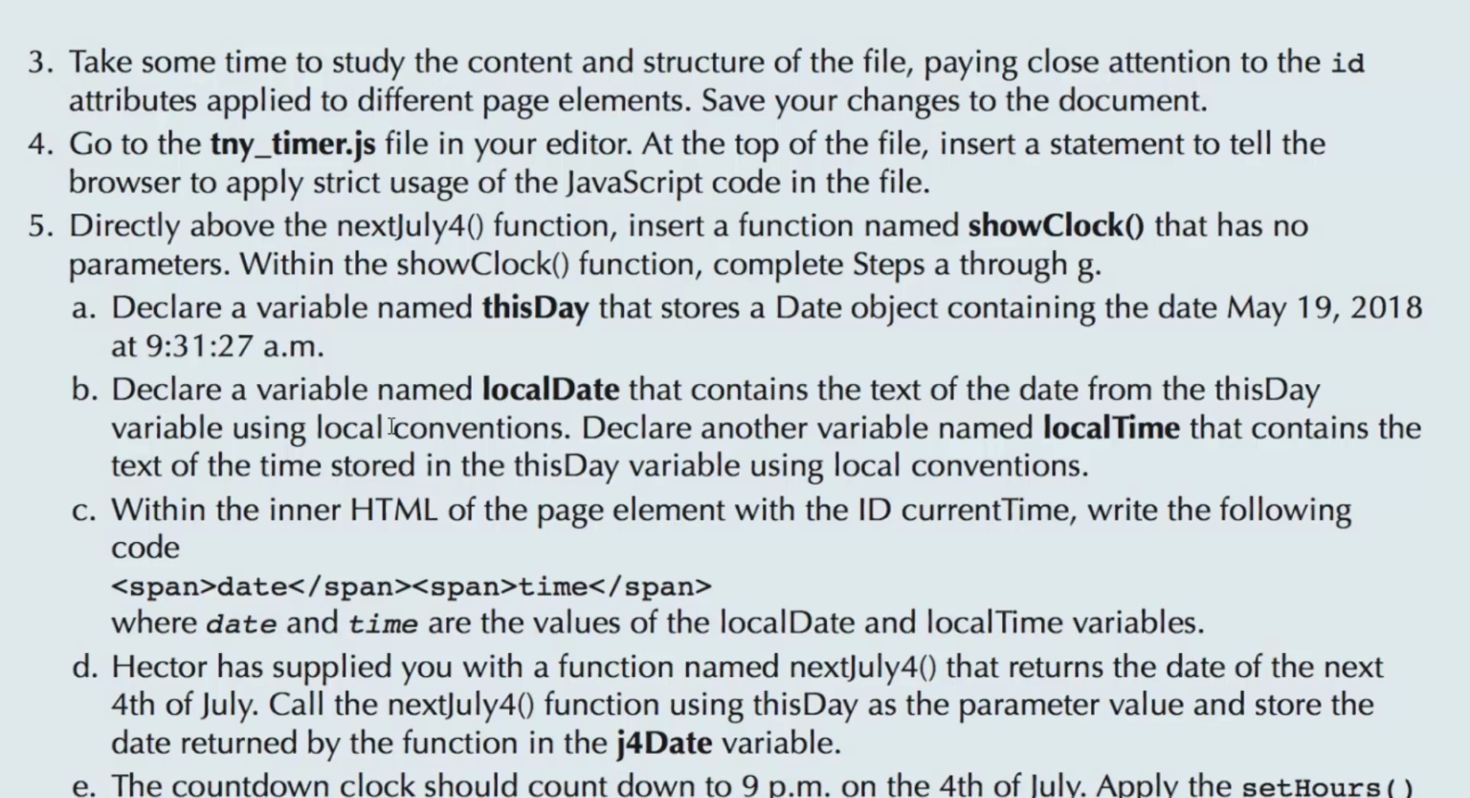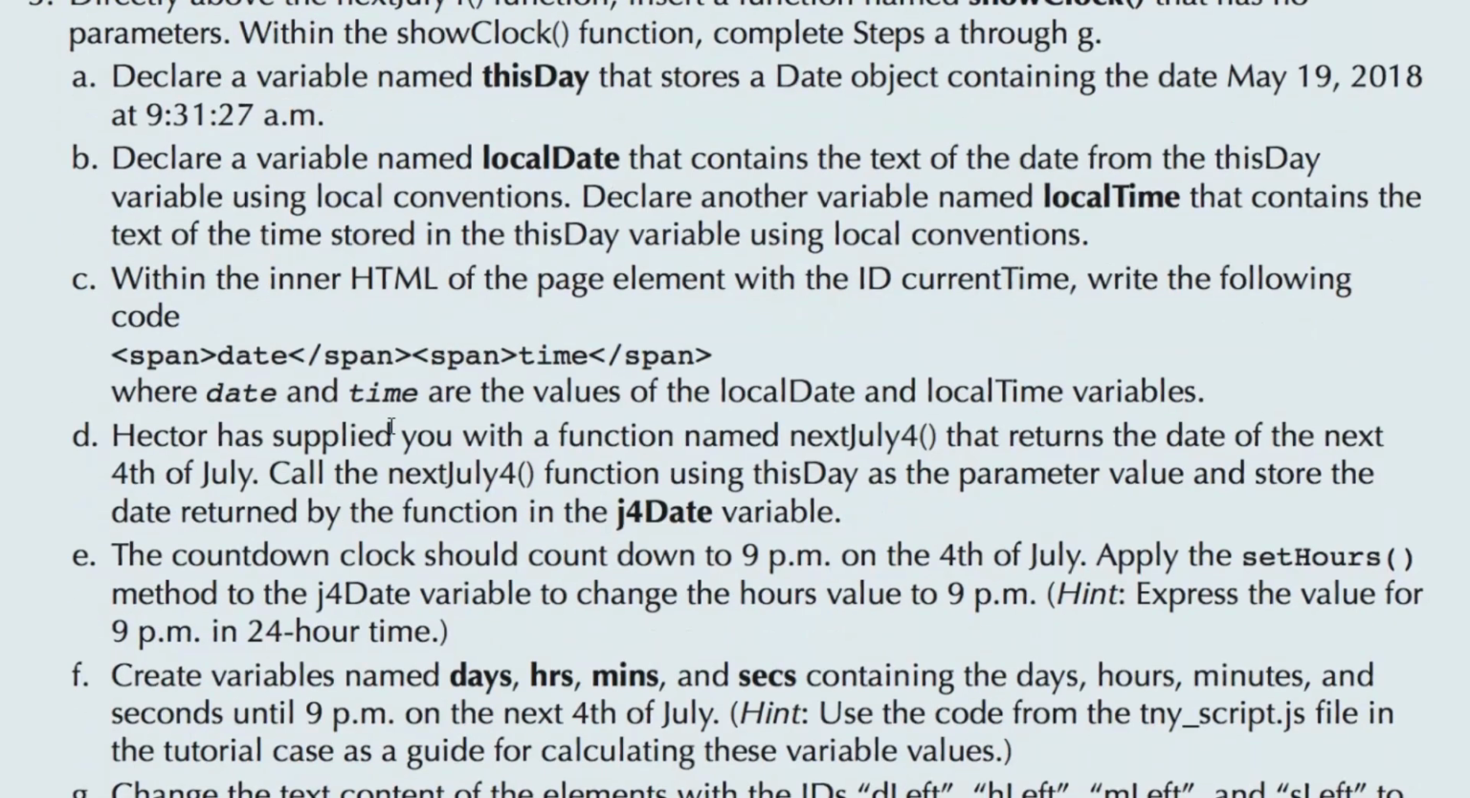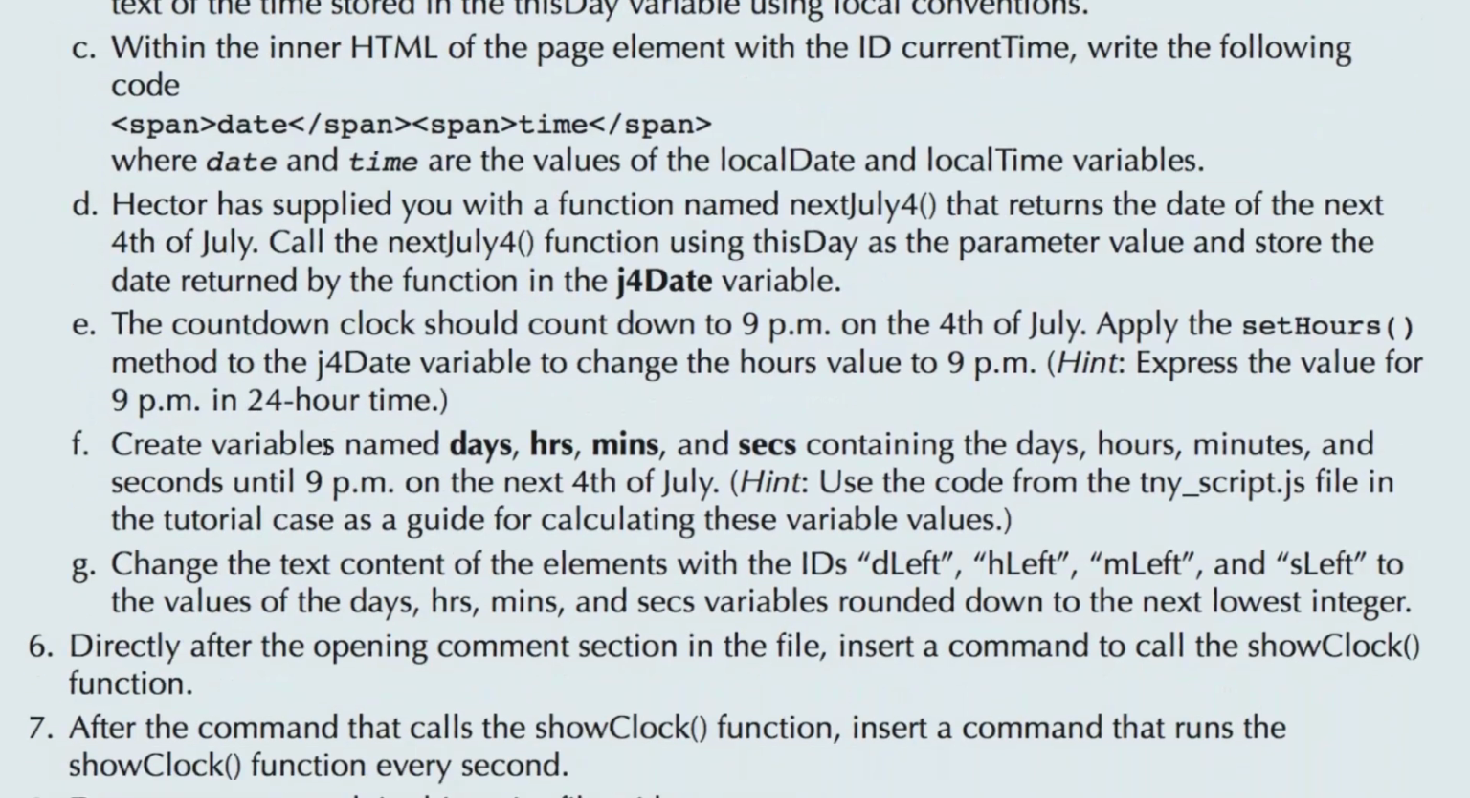We've done 5A and B and C. So we're up to 5D now. Hector has supplied us with a function named next July 4, and as we said earlier, that returns the date of the next 4th of July. And I should point out, too, if you're in the fall class where July 4th has already passed, you'll want to indicate the date of the next July 4th as actually being the next year.